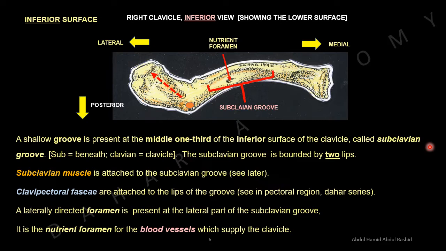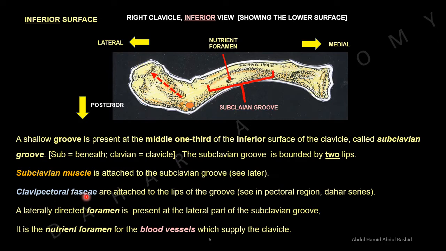called the subclavian groove. Sub means beneath, clavian means clavicle. That means the groove beneath the clavicle. The subclavian groove is bounded by two lips. The subclavius muscle is attached to the subclavian groove. See later.